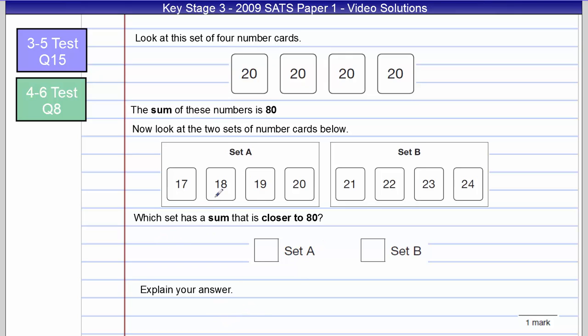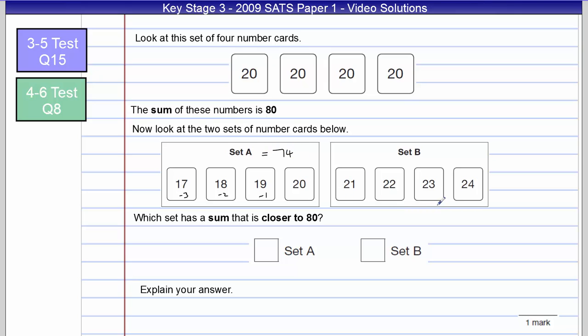So I need to do 17 add 18 add 19 add 20. All of these numbers are quite close to 20. That one's 1 away, that one's 2 away, and that one's 3 away. So if I pretended these were all 20, that would be 20, 40, 60, 80, and then I take away the bits that I don't have, so that would be 79, 77, 74. So set A adds up to 74.